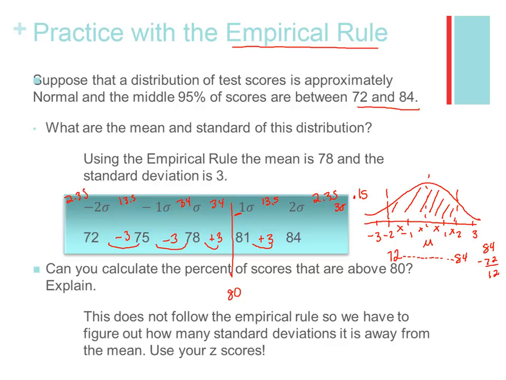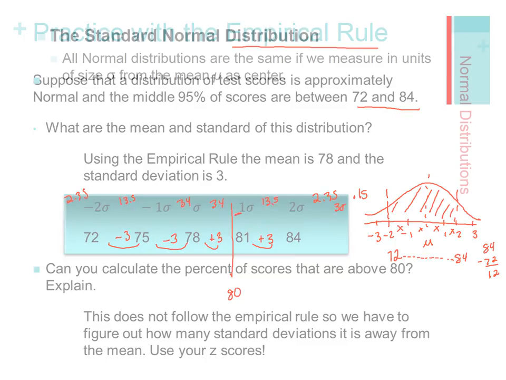But it says, what are the scores above 80? Well, 80 isn't one of my numbers that I have from my mean and my standard deviation. It's going to be right here. Here's where 80 is going to be.